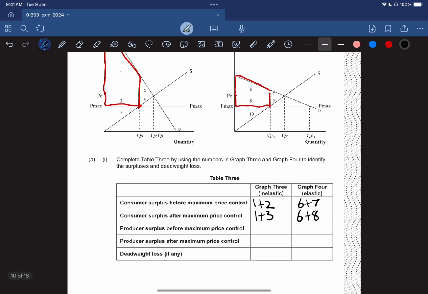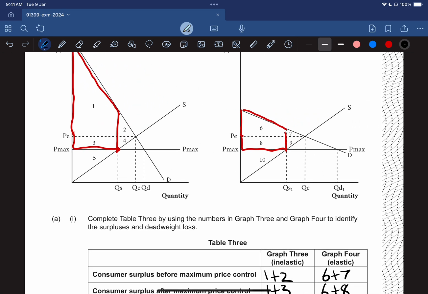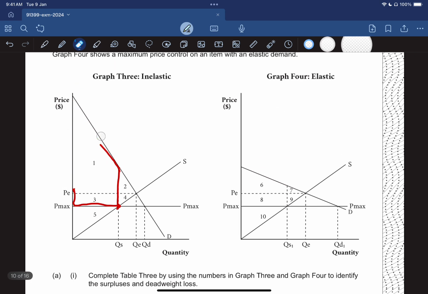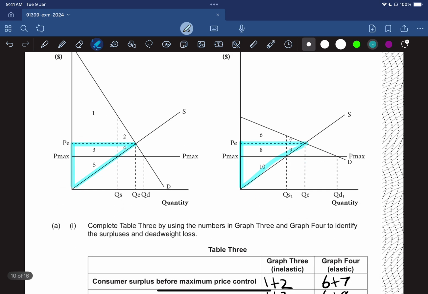Nice. So looking at our producer surplus, guys, it's just the other way around. Okay, so it's going to be this area underneath. I'll rub this out actually. Rub this out as well. Okay, it's going to be this area in here for our producers, for the producer surplus. Likewise for the elastic graph, it's going to be that area in there, guys.